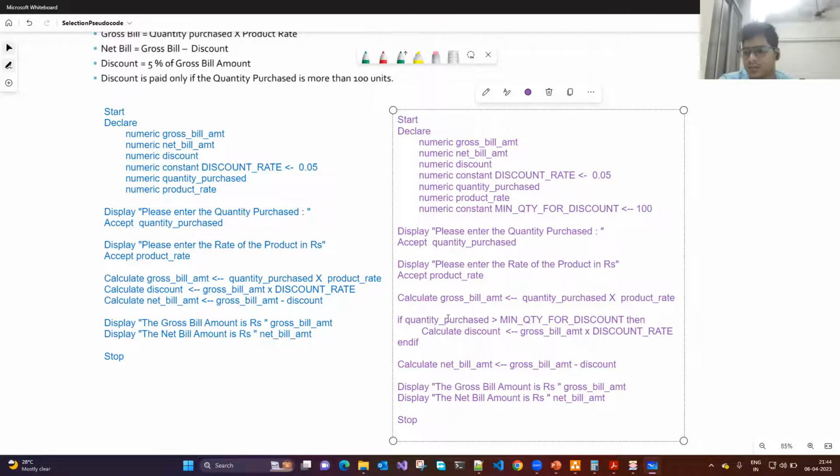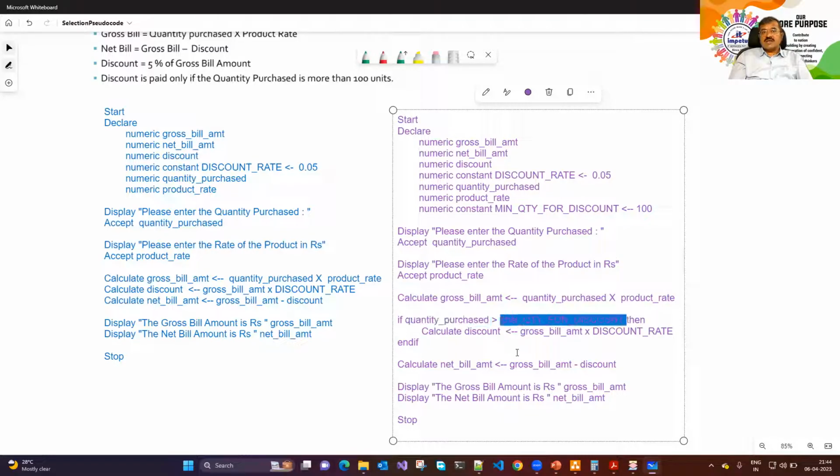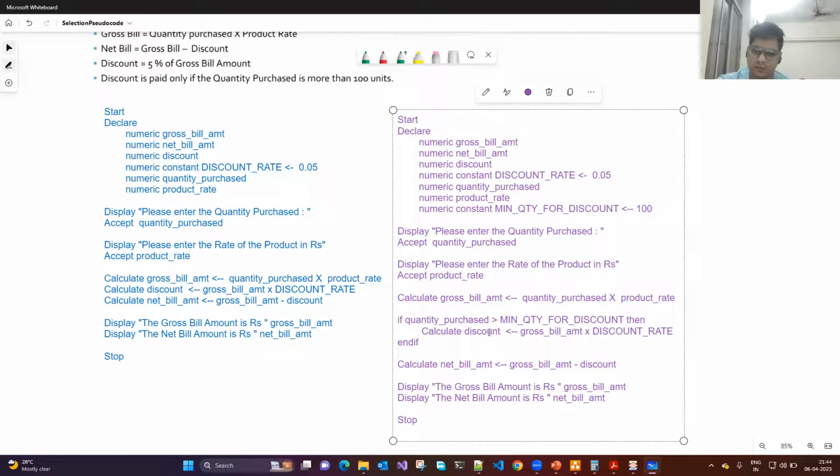1,000. Then we check is quantity purchase, that is 200, greater than minimum quantity for discount. Minimum quantity for discount is 100. क्या 200 greater than 100 है क्या? Yes. Then we calculate discount. Gross bill amount is 1,000 rupees into discount rate. तो 1,000 rupees का 5% लेंगे, so that will be 50 rupees.